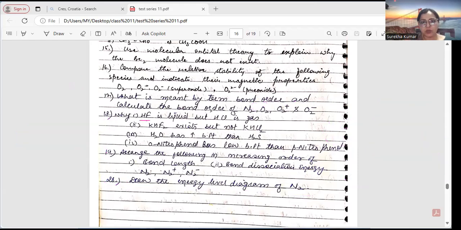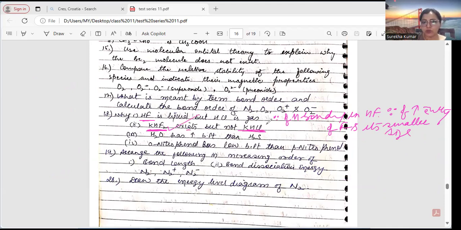Next: why is HF a liquid but HCl a gas? Because of H bonding in HF but not in HCl. You can also write that HF shows H bonding because of the high electronegativity of fluorine and its smaller size. These two are the conditions: smaller size and high electronegativity. KHF2 exists because it shows H bonding. HCl will not show H bonding. Water has a high boiling point because it shows H bonding. H2S will not show H bonding.